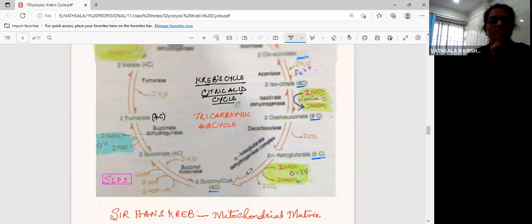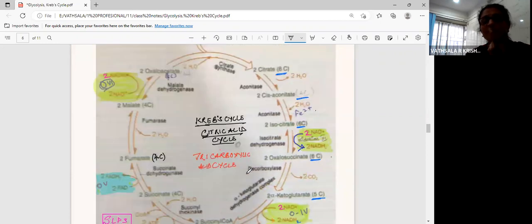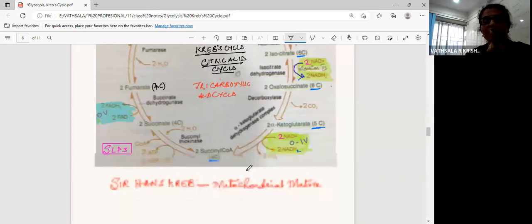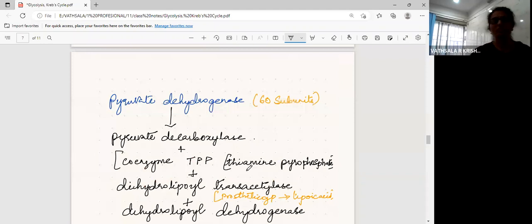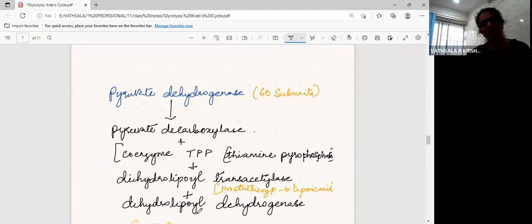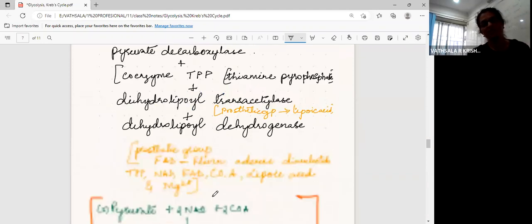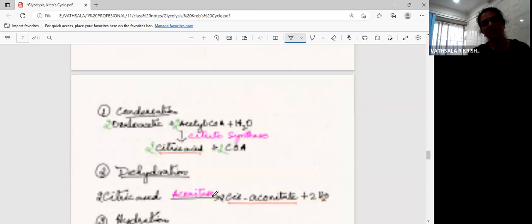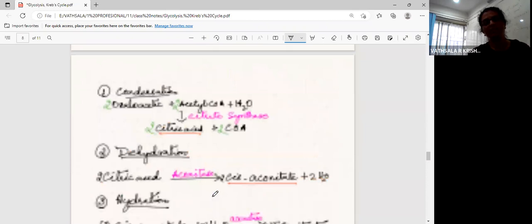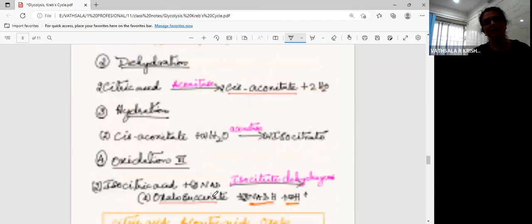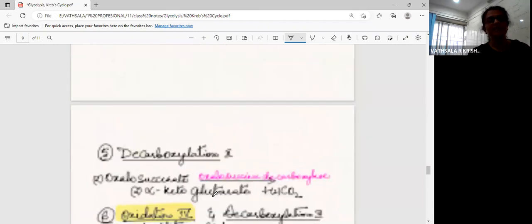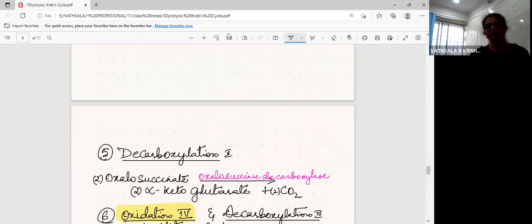So 3 is produced. How many carbon dioxide decarboxylations have taken place? Once during pyruvate, and here decarboxylase is used. So that is a decarboxylation that happens there. And the second decarboxylation happens, I have written here every point. Second decarboxylation here, see. Decarboxylation 2, I have written here 2.